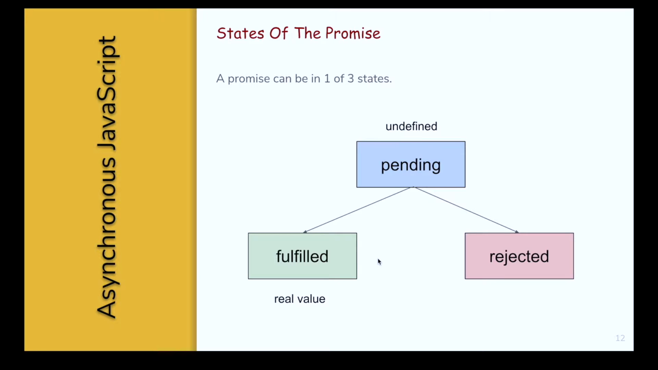Rejected status means that the action has failed for some reason. Rejected promise will contain the reason why it has failed inside of the value property.